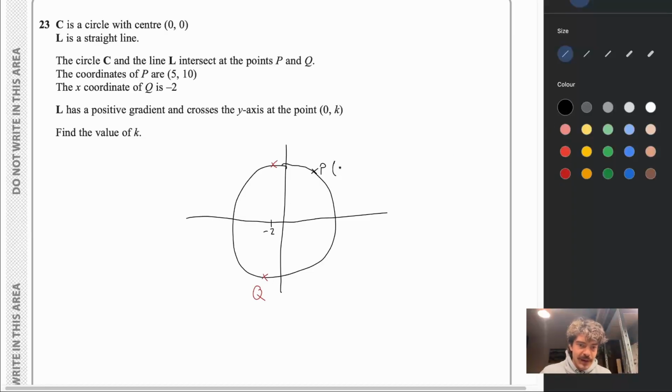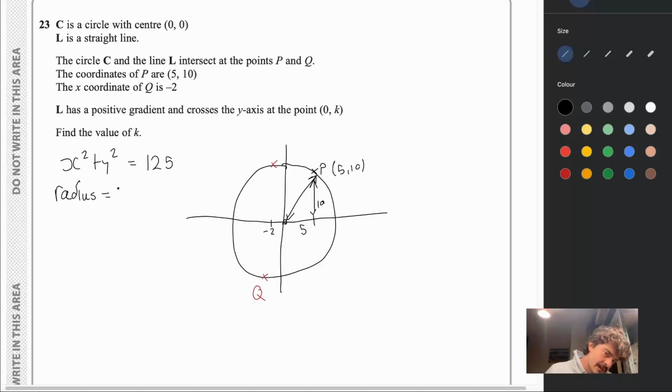So let's start by seeing if we can figure out our radius. This is going to come in useful. We know that it's 5 across, and we know that it's going to be 10 up. Therefore, we can define our circle equation as x squared plus y squared equals the radius squared. So this will end up being 5 squared plus 10 squared, which is 125. And the radius of our circle is, in fact, root 125. Okay. It's our objective in this question to find 0, k, and we want to find the value of k.